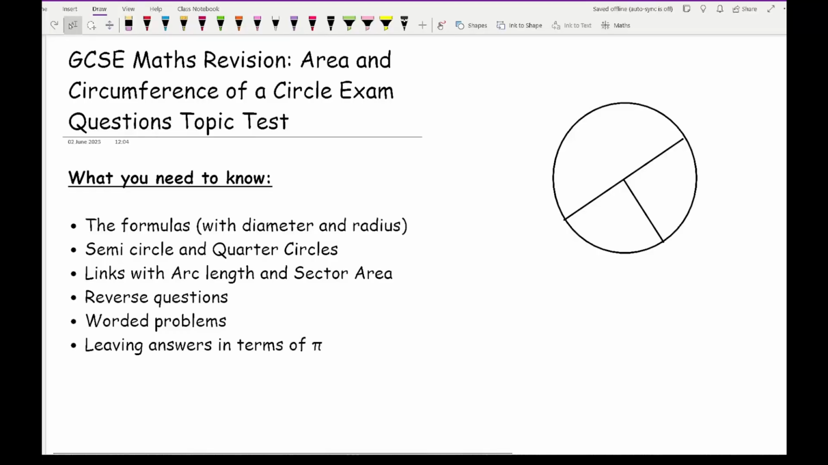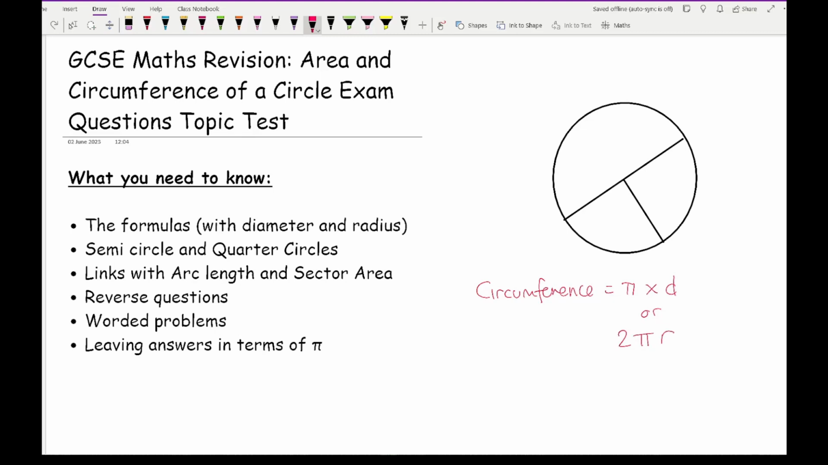Now before we get started, let's just have a quick overview over what it is we need to revise when revising this topic. So the first thing is you need to know the formulas, and the formulas are not given to you in the exam. Now you also need to know the formulas involving the diameter and the radius. So here for the circumference, that's either going to be pi times the diameter or 2 pi r.